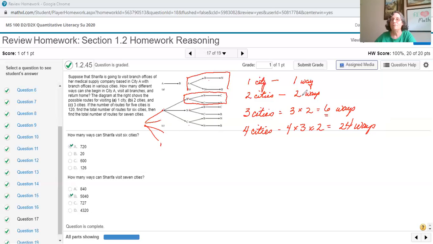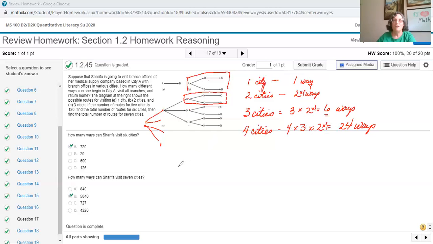Now, would this fit the initial pattern here? 1 is just 1 way. 2, we could call this 2 times 1. So we've got 1, and then 2 times 1, and then 3 times 2 times 1, and then 4 times 3 times 2 times 1.